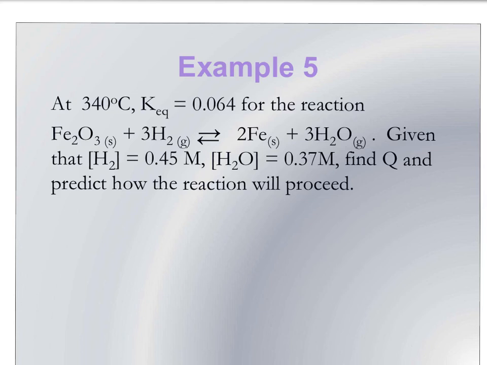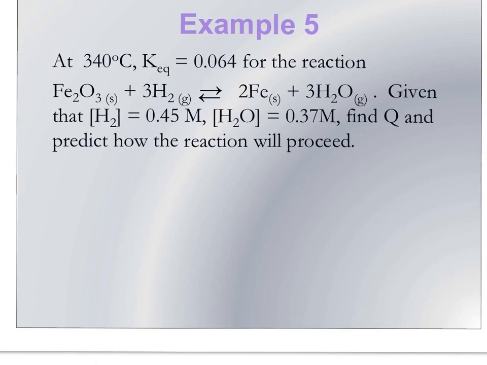So same thing. We're given K at a certain temperature. It is smaller than 1, so again, reactant favored. And we're given the reaction, we're given the concentrations, and we're asked to find Q and how the reaction proceeds. So same as the last two examples. So we're going to write our Q expression first.